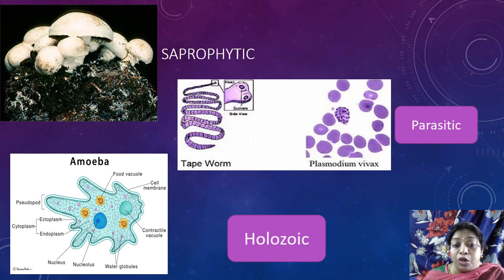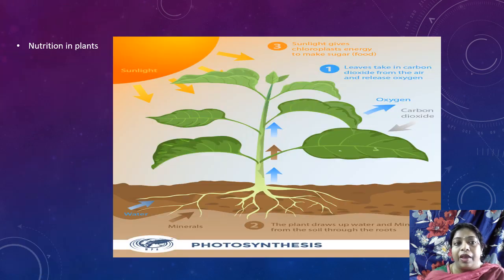And the holozoic nutrition, the first nutrition I told you, is the amoeba, right? The amoeba takes the food in the form of a liquid, and after the digestion takes place in the food vacuole, the leftover or unabsorbed food is sent outside the body. That type of nutrition is called holozoic nutrition. The next one will be the nutrition in plants.